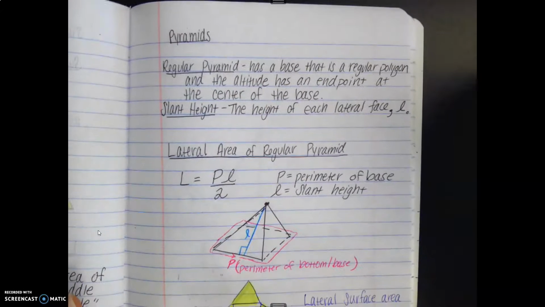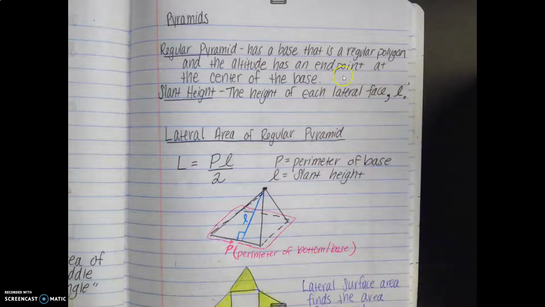And so if I look at my drawing here, I have an altitude. It starts at the tip, drops down, gives a 90-degree angle. That is going to be my slant height. So my slant height is the height of each lateral face. So it starts at the tip of the pyramid, goes down, and cuts this side in half right here.